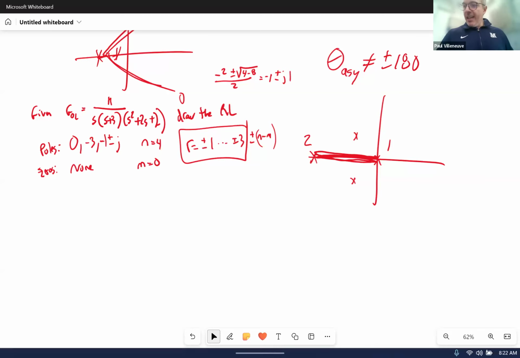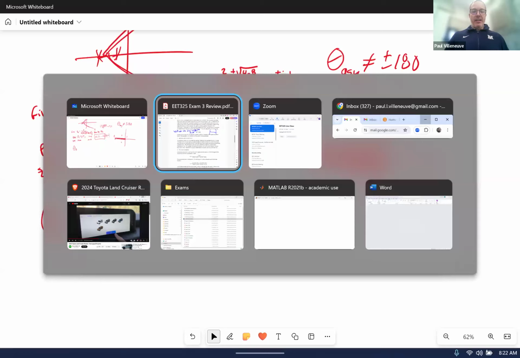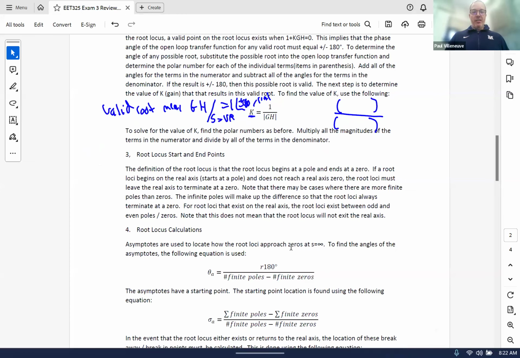So let's go ahead and calculate theta sub A, the angle of the asymptotes. And we can go back over here and use this equation: r times 180 over the number of poles minus the number of zeros.